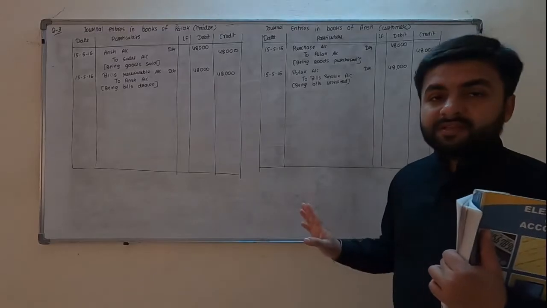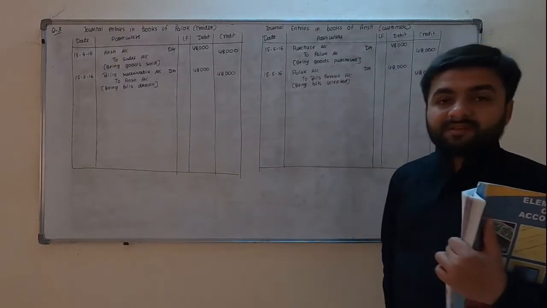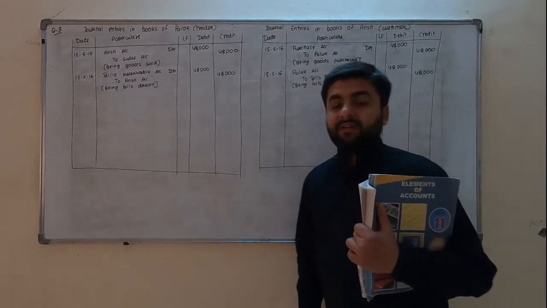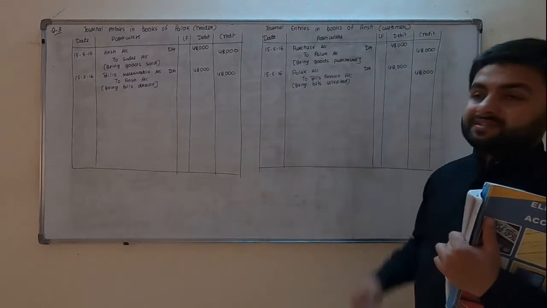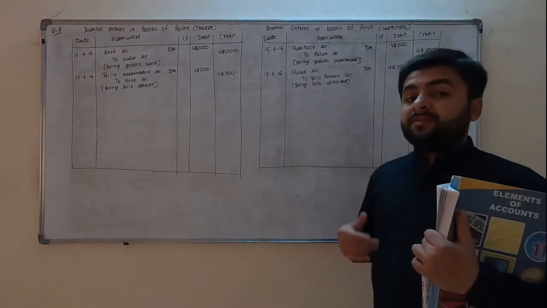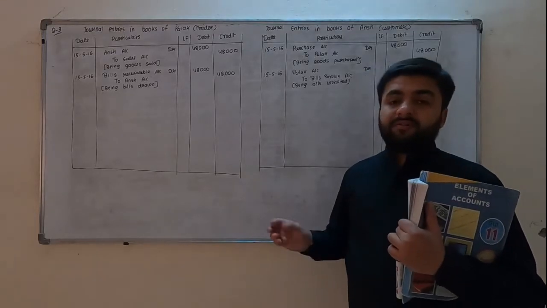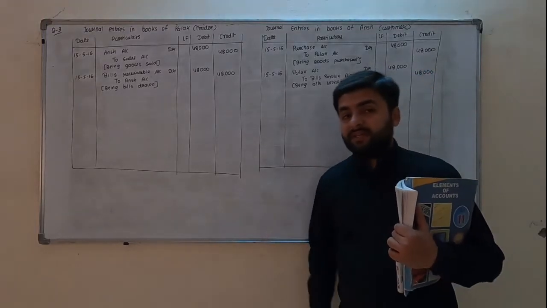So friends, as you can see, these both entries are always the same. The first two entries will always be the same. Here for selling the goods, here for purchasing the goods, here for drawing the bill, here for accepting the bill. These two entries are always the same. Now the thing which is not the same is the next entry. 3A is over, 3B is over, now we are in 3C.